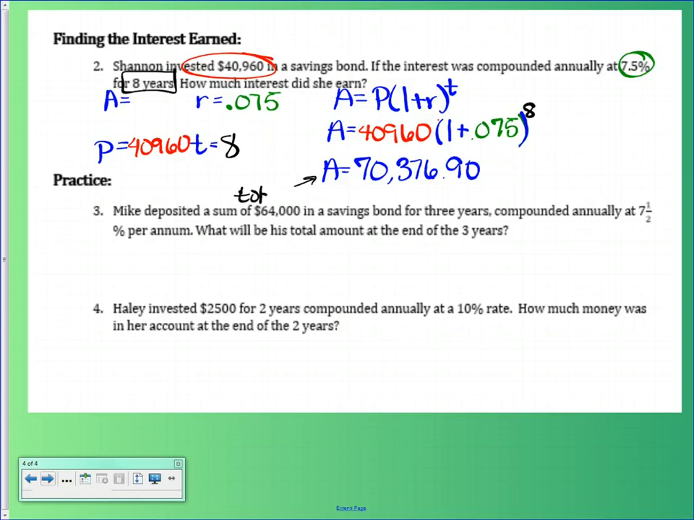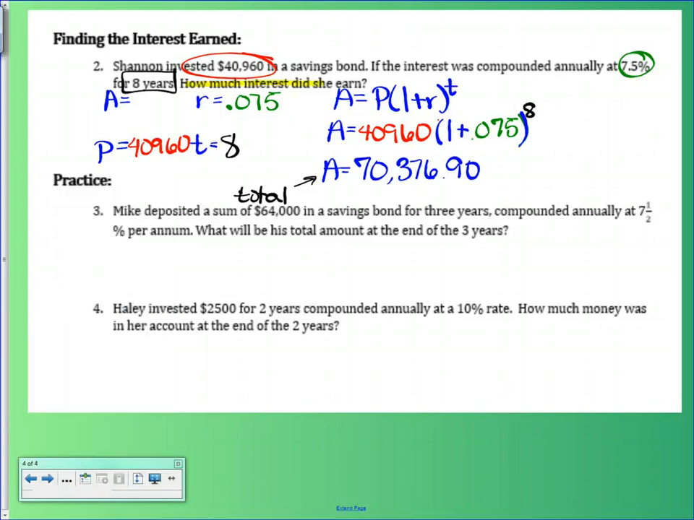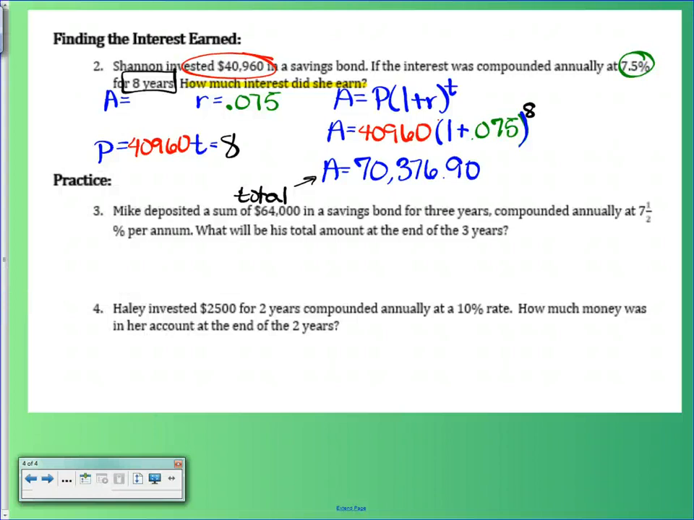So that amount, this right here, that's the total in the account. If she opens up her account, she sees $70,376.90. However, this question is asking me how much interest did she earn? So it's not asking for the total in the account, it just wants the interest. So to find the interest, I'm going to take that total in her account and subtract the principal.